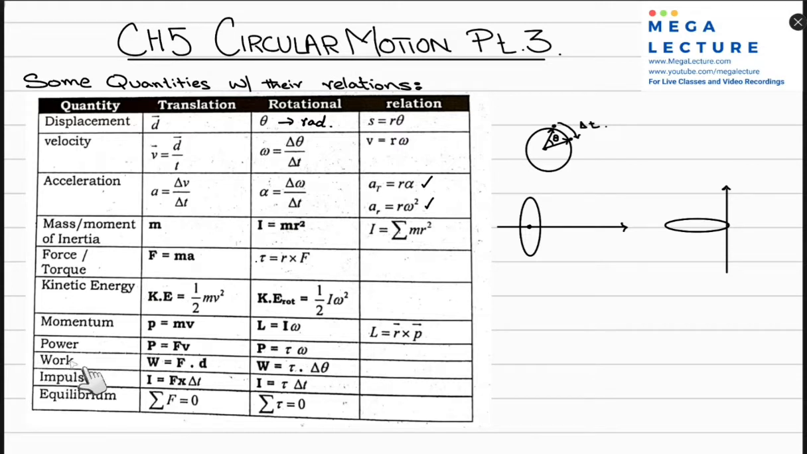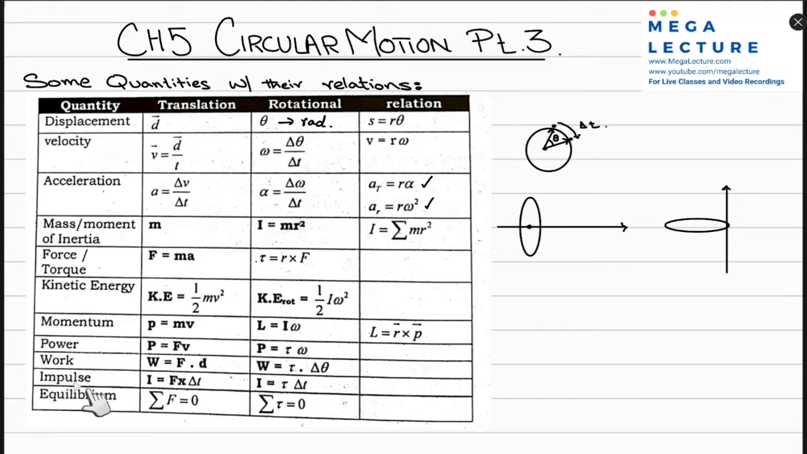Moving on, we have work. In translational motion, work is defined simply as the dot product of the force vector and the displacement vector. And again, in rotational motion, think about the analog of force, which is torque, and the analog of displacement, which is the angular displacement, theta. So it is the dot product of the torque and the angular displacement.